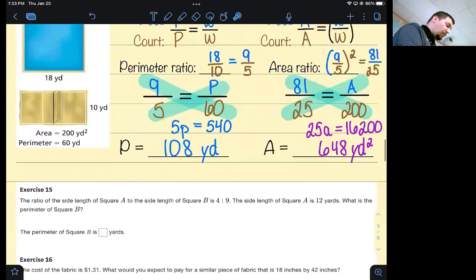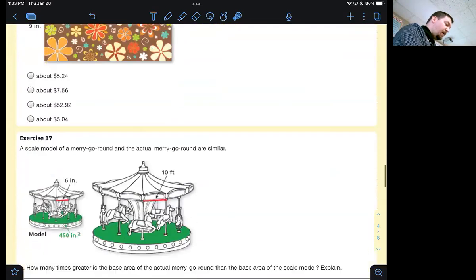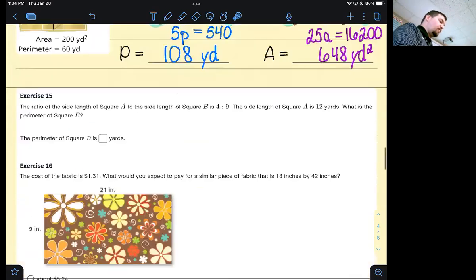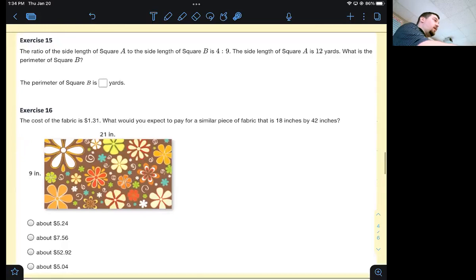All right, so I got some homework problems for us to look at. Number 15 and 16, number 17 and 19. They are assigned in tonight's homework, but I'm wanting to do them with you guys together. So we'll do them here on our notes, and you can copy it over to your work paper later. Number 15 says the ratio of the side lengths of square A to the side length of square B is 4 to 9. The side length of square A is 12 yards. What is the perimeter of square B?